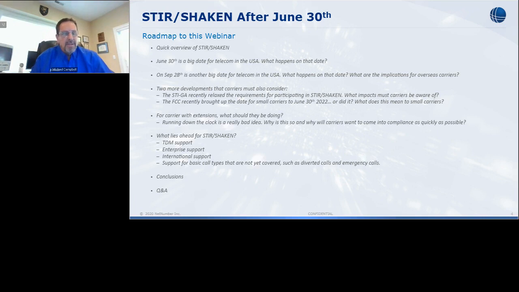We'll look at what it means to have an extension and why perhaps you really don't want to use that to its full extent. And then we'll really sort of put the binoculars on and start looking a little farther forward. What happens to Stir Shaken or in the Stir Shaken world after those things have come and gone? And we'll look at TDM support.